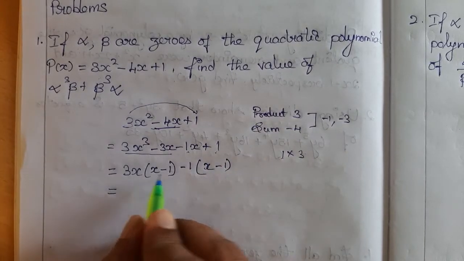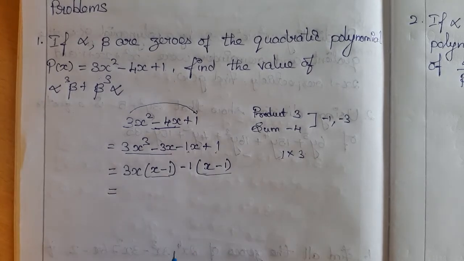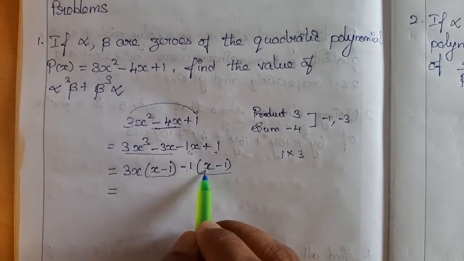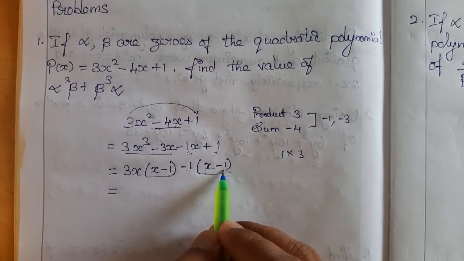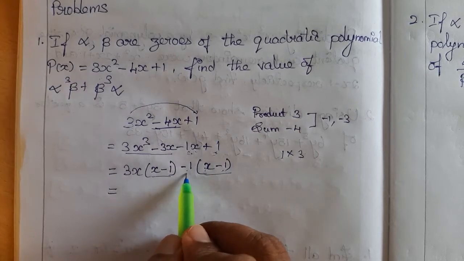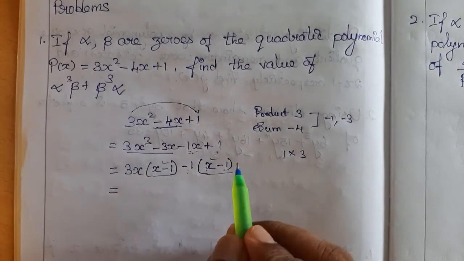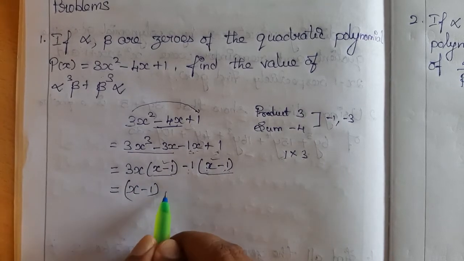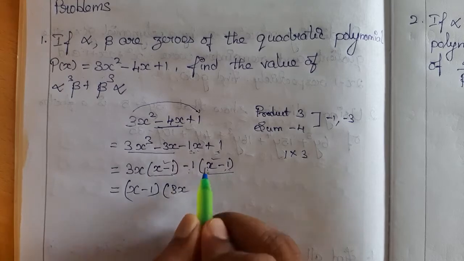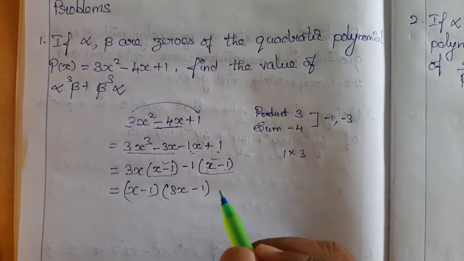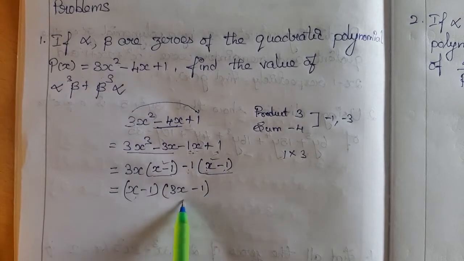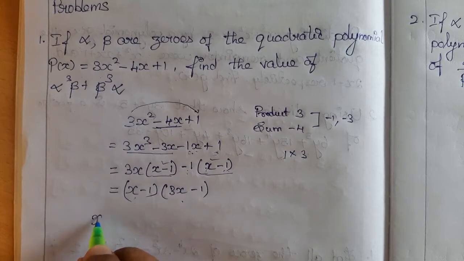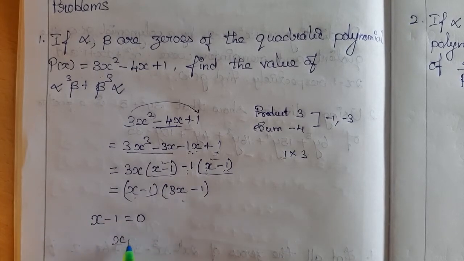So now the common term is x minus 1, right? If you took a positive one as a common factor in both the terms, it will become minus x plus 1. So I took minus 1 as the common, so the sign will change, so both the terms will look the same. So now the common factor is x minus 1, and here the remaining is 3x, and here the remaining is minus 1, right? So either this should be 0 or this should be 0 to get the zeros of this polynomial, right?